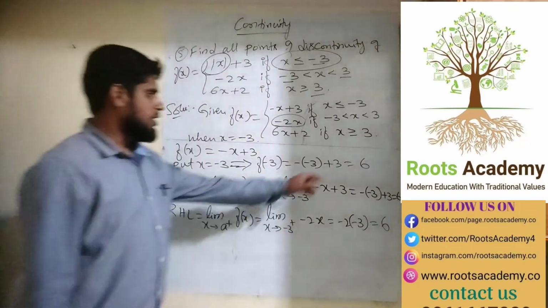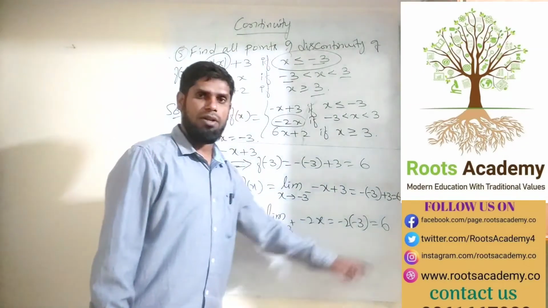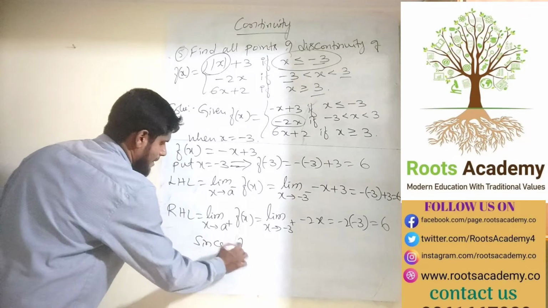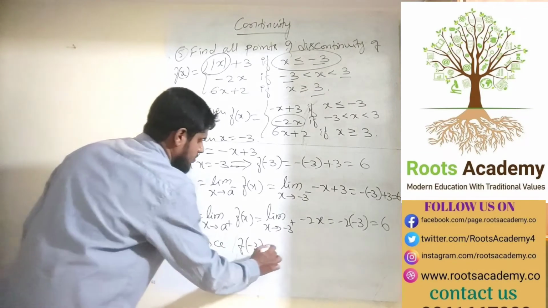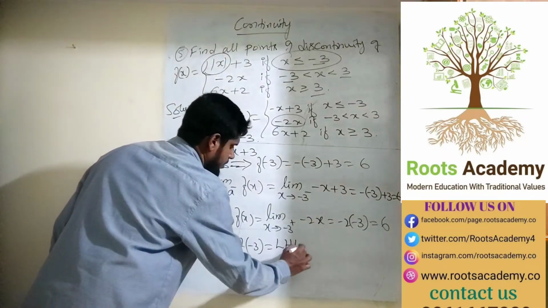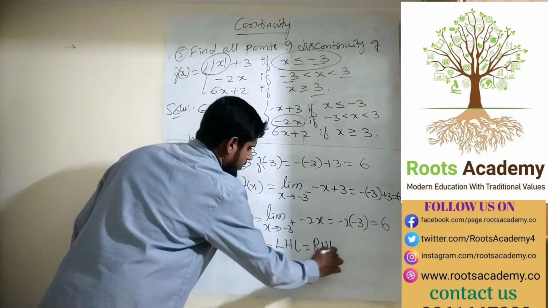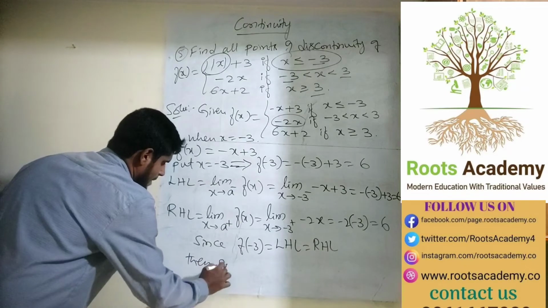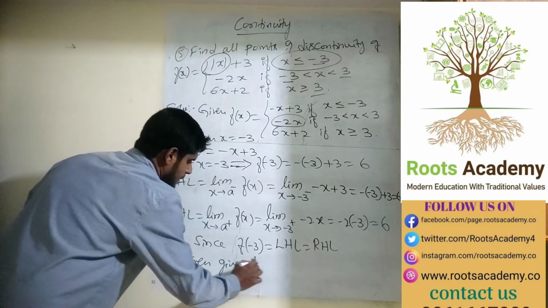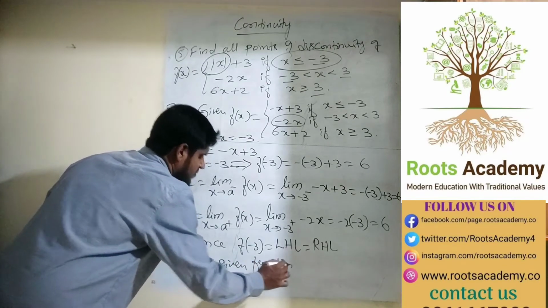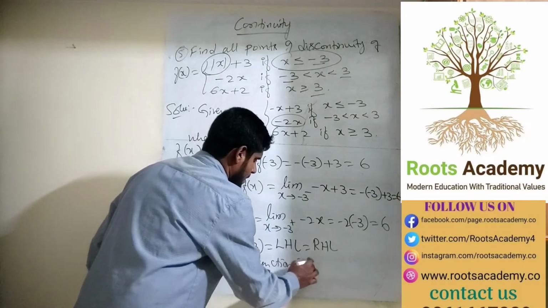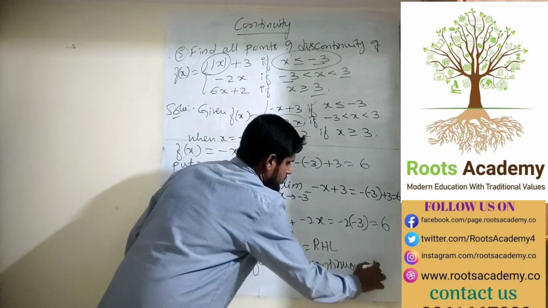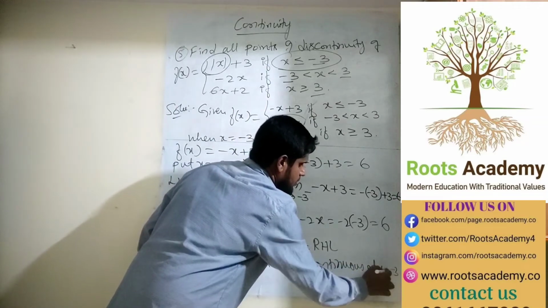So you can see here all the three values are equal. Since f of minus 3 is equals to left hand limit is equals to right hand limit, the given function is continuous at x is equals to minus 3.